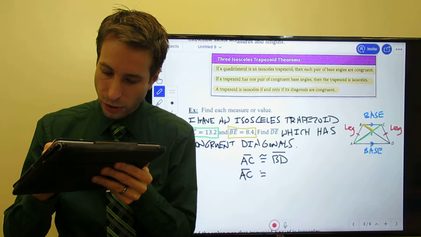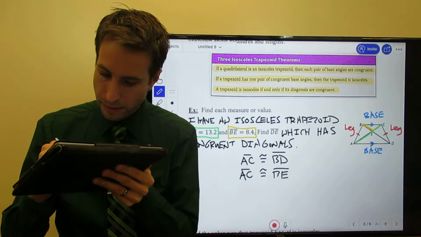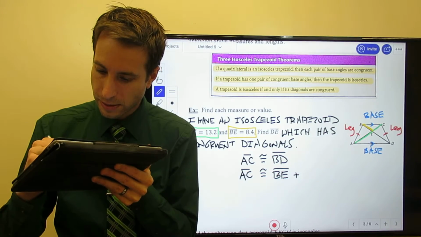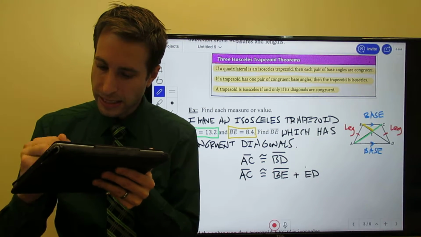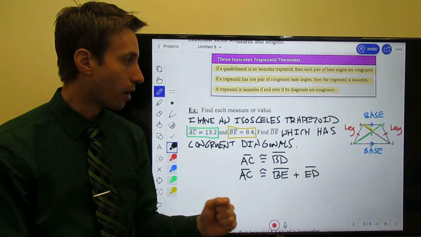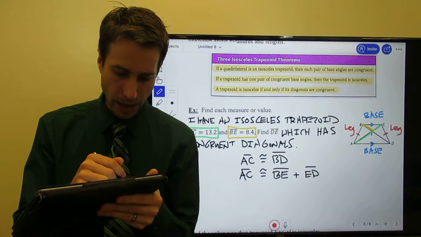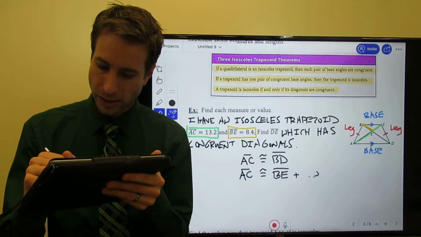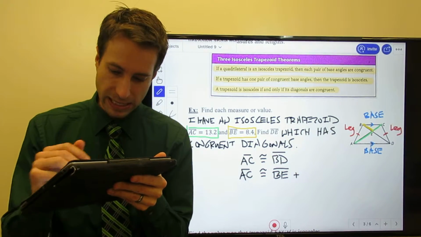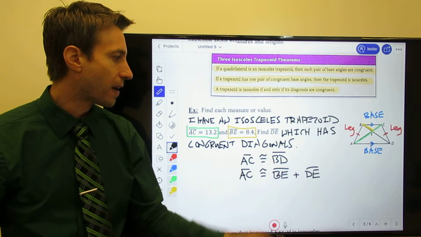AC is congruent to BE plus ED. I'm told BE is 8.4. I'm asked to find DE or ED. Well, let me go ahead and switch them around so that it looks like what I asked you for. I asked you for DE. No big deal, we just switch those around. There it is. Find DE.